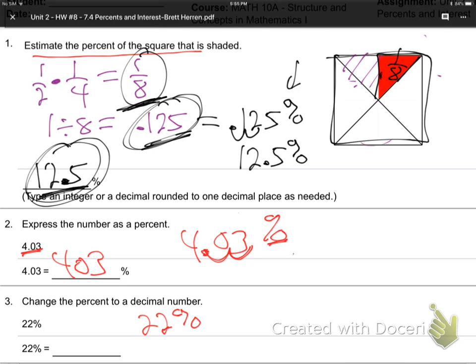How about number 3, 22%, change to decimal. Now this one already has the percent symbol. So where's the decimal? I don't see the decimal. You know where it is, huh? It's at the end. I always say it's like a period in a sentence. Somebody writes a sentence and forgets to put on the period. You know where it goes. It goes at the end. That's the same thing with the decimal. If you don't see the decimal, it's at the end.